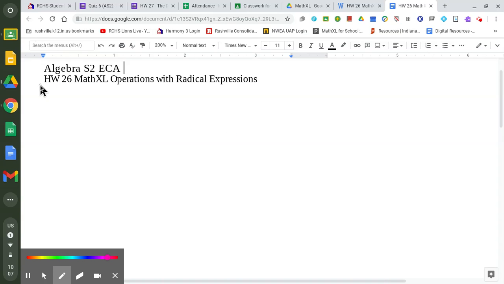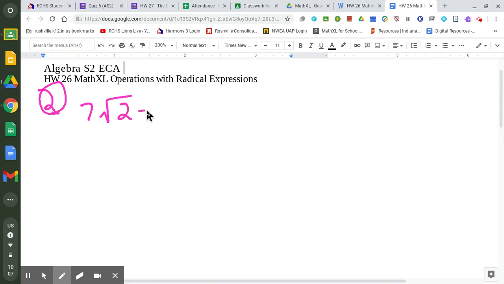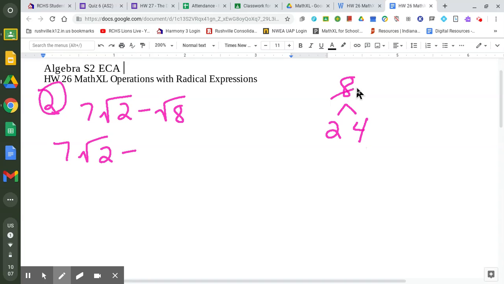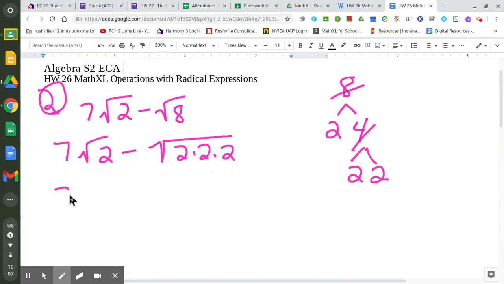Example 2, 7 square root of 2 minus square root of 8. One of your radicals is probably already simplified, so you just rewrite it, but then one of them is not, so you have to come over to the side and do a factor tree. So 8 divided by 2 gives me the 4. 4 divided by 2 gives me 2. So that means that the square root of 8 is 2 times 2 times 2. And so this still stays.